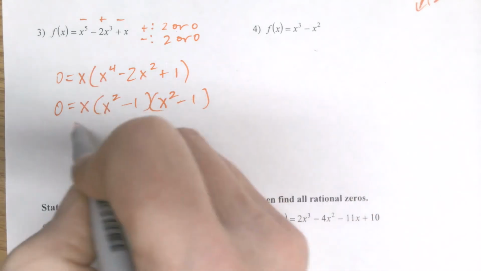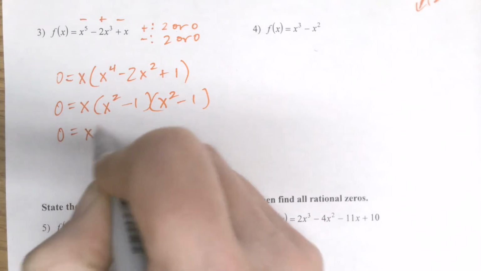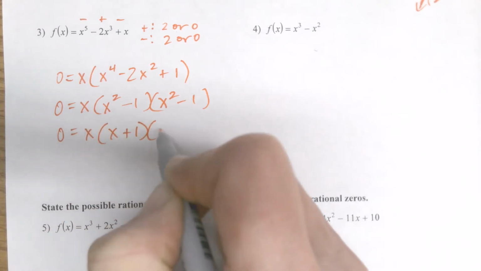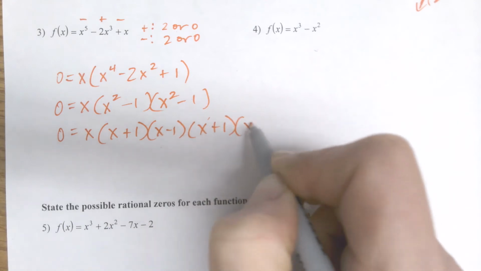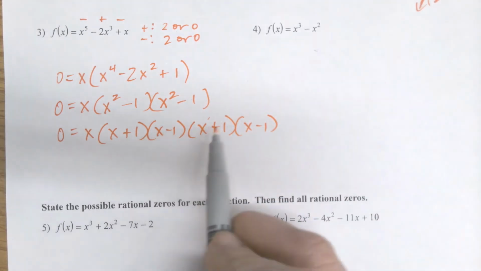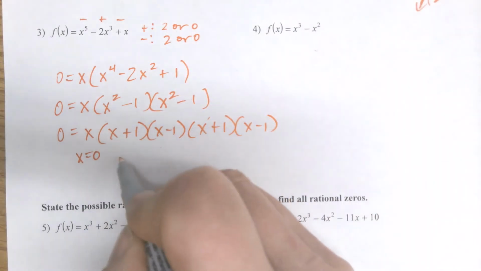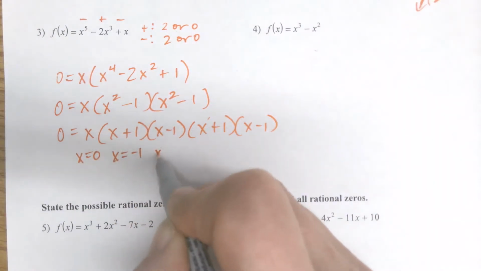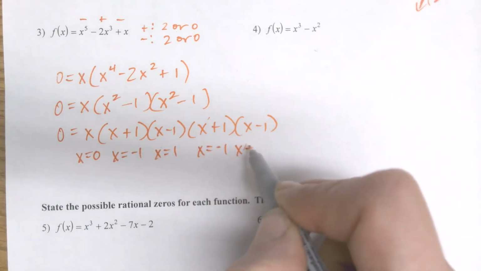So now I look at this closely and I can factor that again. 0 equals x times x plus 1, x minus 1. I have to factor completely, times x plus 1 times x minus 1. So there are my zeros of multiplicity. I have 1 at 0, doesn't count as a positive or negative. I have 1 here at negative 1, at positive 1, at negative 1 again, at positive 1 again.